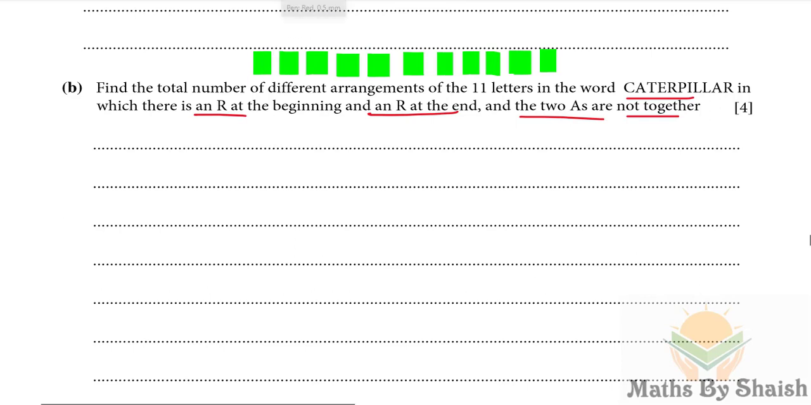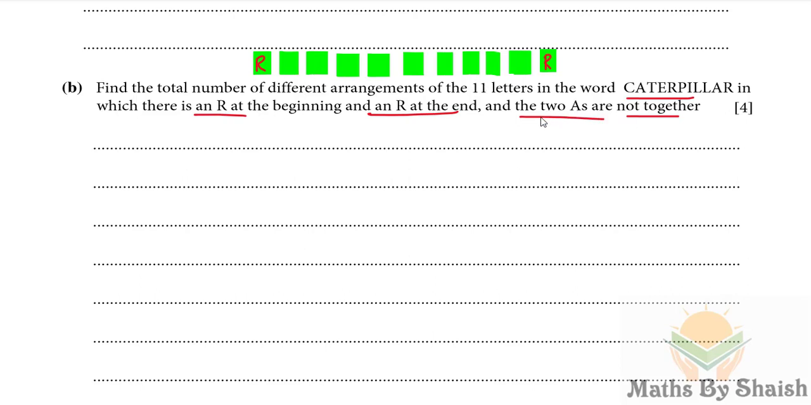Now we are going to fix R's here, R here, and R here because of the condition, and we can see that these two R's are similar, identical. So we cannot multiply by 2 to find the different arrangements, because either this R is coming here or here, it is going to be same. So we'll only talk about the remaining places. Of course, there are 9 places.